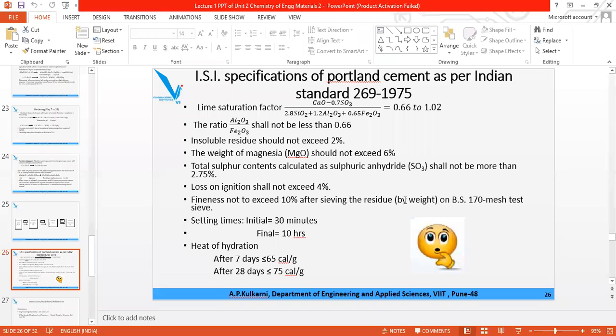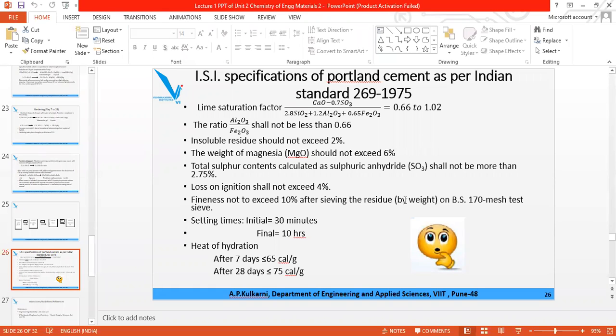The ratio shall not be less than 0.66. That Al2O3 to Fe2O3 ratio should be less than 0.66. Total sulfur content shall not be more than 2.75. So learn one by one. Take 2 minutes. Lime saturation factor, how much lime it can bear. That is the amount of CaO divided by the amount of SiO2 plus Al2O3 plus Fe2O3. That is called the lime saturation ratio. Lime will be taken only in the numerator, and everything else, SiO2, Fe2O3 and Al2O3, you have to take in the denominator, and that should be 0.66 to 1.02.